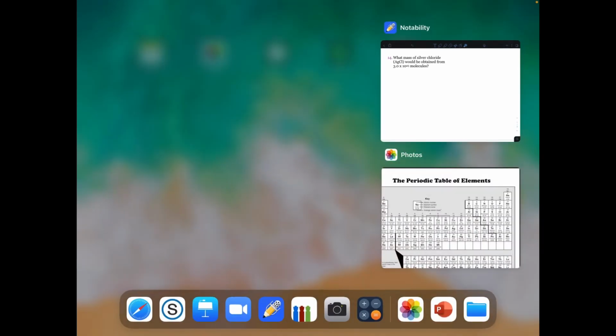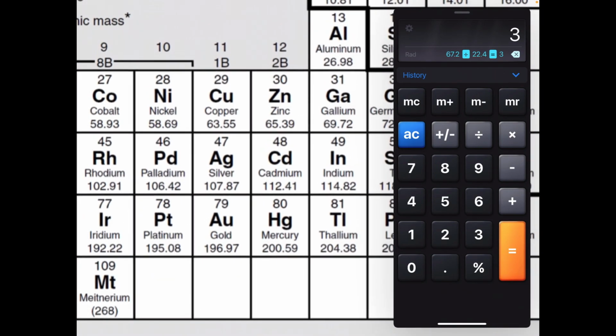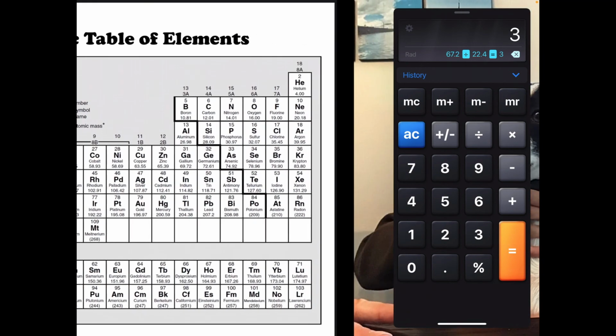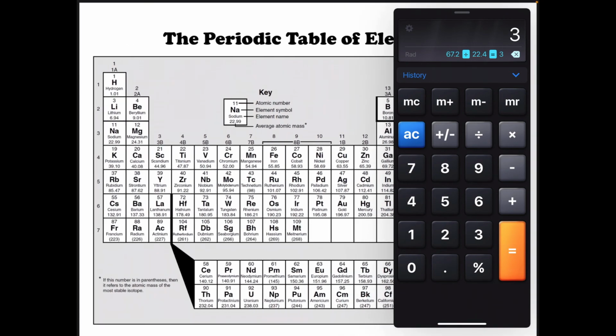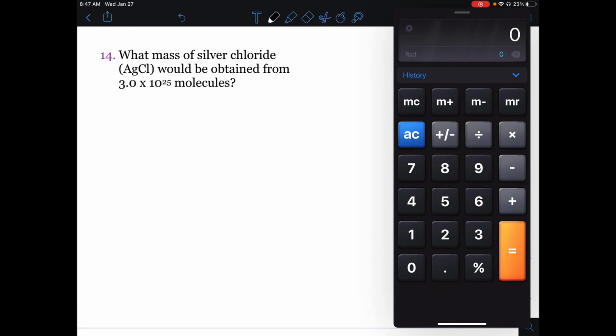So the first thing you're going to do is find the molar mass of silver chloride. So silver is 107.87. Chlorine is over there at 35.45. So first thing I'm doing is finding the molar mass. And the molar mass, again, silver is 107.87 plus chlorine, which is 35.45. This is giving me the molar mass in grams of 1 mole of silver chloride.